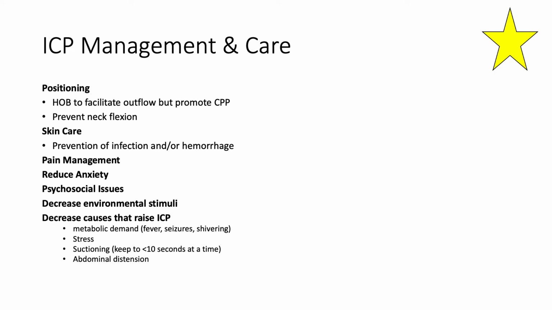And that includes remembering that suctioning is stressful. It doesn't mean we don't suction our patients who have increased ICP, because airway is critically important. It just means that we need to be judicious with our suctioning and keep this to less than 10 seconds. Also, abdominal distension can translate into decreased venous outflow. So we need to do what we can to reduce that abdominal distension. And sometimes this means preventing or treating constipation. In other cases, it may mean a nasogastric tube to decompress the stomach.